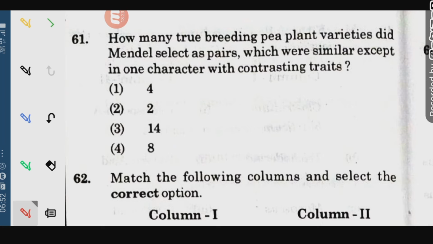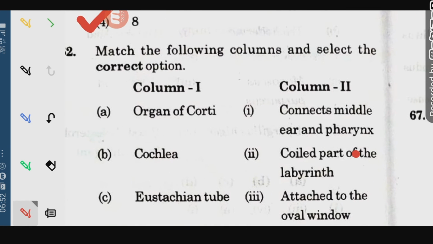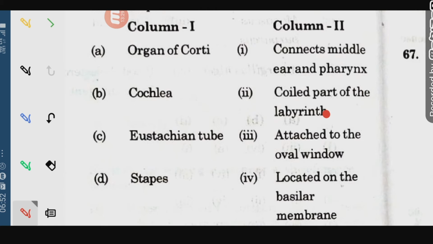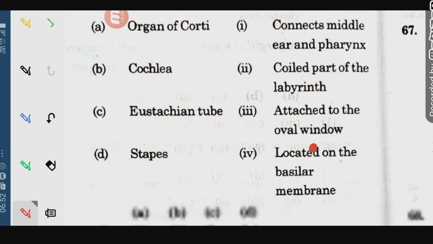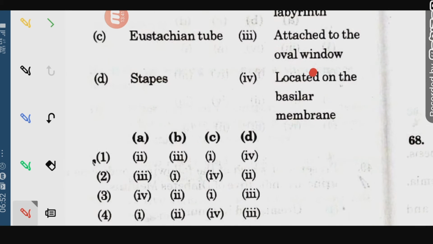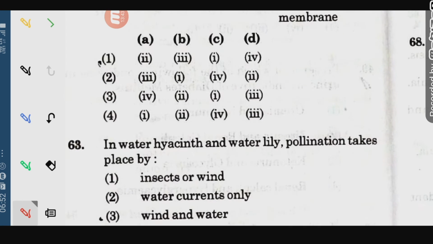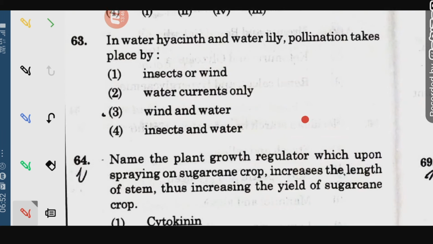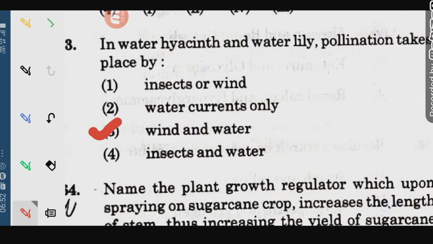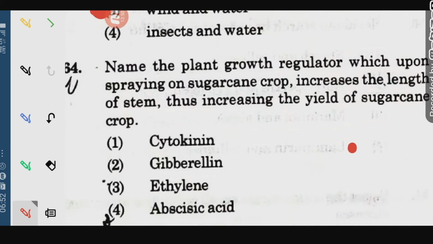Organ of Corti is located on the basilar membrane. We all know that. And Eustachian canal, C must be with the first point, C1. So this one is correct. Then in water hyacinth and water lily, pollination takes place via both wind and water. Name the plant growth regulator which upon spraying on sugarcane increases its length. So it would be gibberellic acid, because gibberellic acid increases the length of the internode.